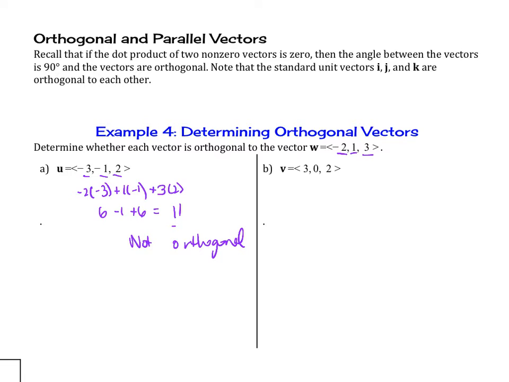Now let's try the next one. So we have -2 times 3, plus 1 times 0, plus 3 times 2. So this is -6 plus 0 plus 6. This is 0, therefore this is orthogonal.